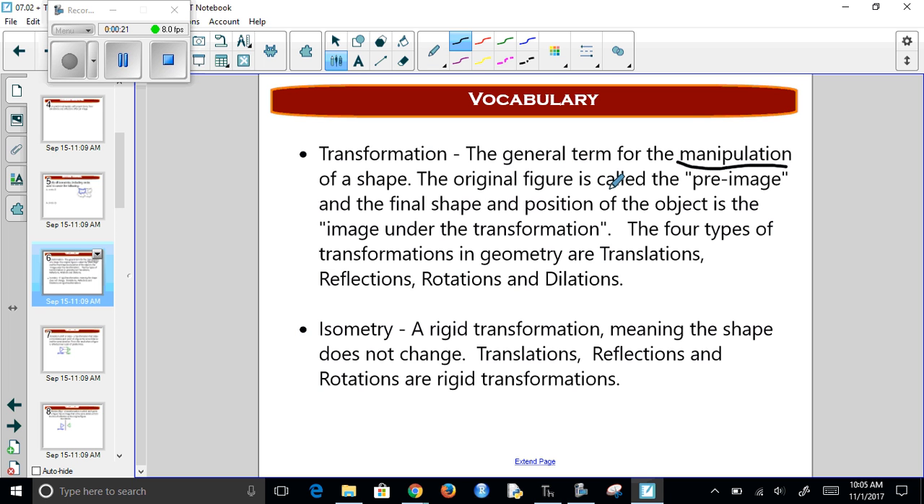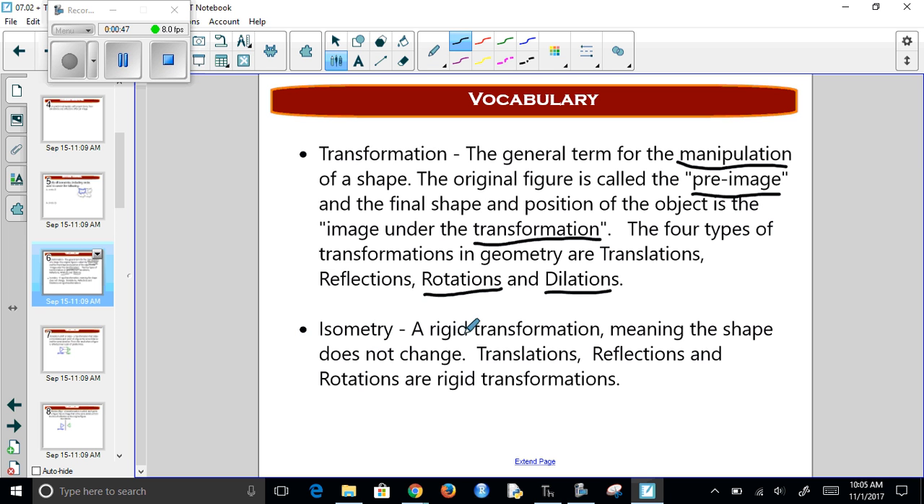The original figure is called the preimage, and the final shape and position of the object is the image under the transformation. There are four types of transformations we're going to study in geometry: translations, reflections, rotations, and dilations. Now, if there's a type of transformation, a subgroup of this, that's called an isometry.